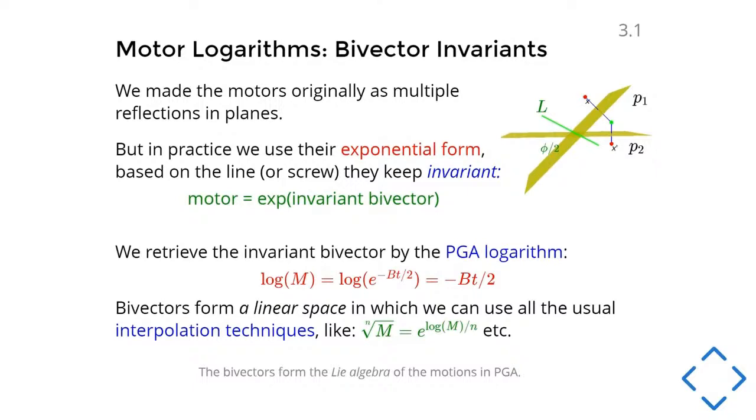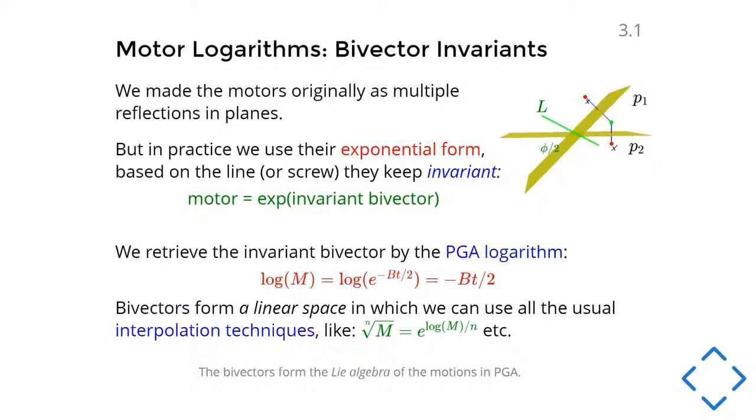We have seen that the exponential of a line with its angle gives us a rotation operator, and that this line is actually the invariant of the motion that we do. We can write any motor as the exponential of the bivector, the two-element intersection here, that it keeps invariant. This is a general principle, but we can also invert it. So if we have a motor, we can retrieve the thing that it rotates around, the direction it translates in, or the combination of the two.